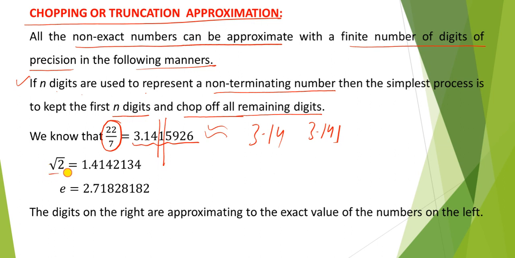Now the value of root 2 is 1.414213, and if we truncate it correct to 2 decimal places, it will be 1.41. The value of e is 2.71828182, and if we truncate it correct to 2 decimal places, it will be 2.71. So the digits on the right are approximations to the exact values of the numbers on the left. This is the procedure of how to chop or truncate a given number.